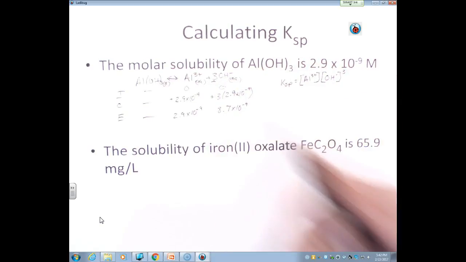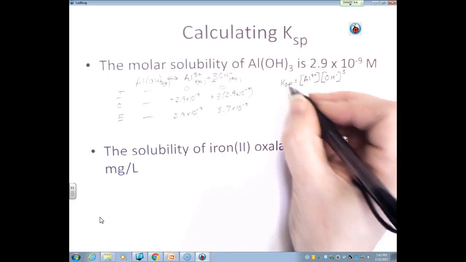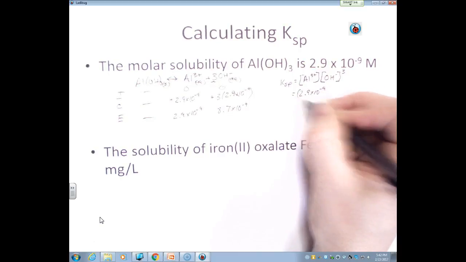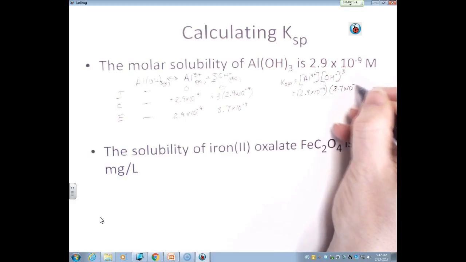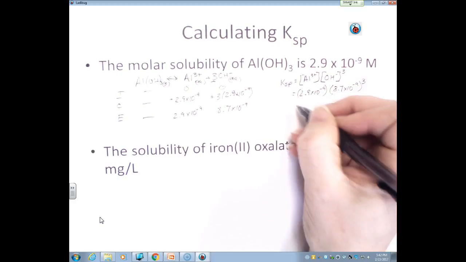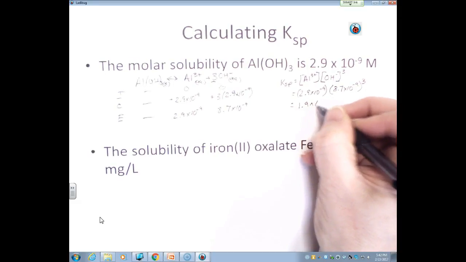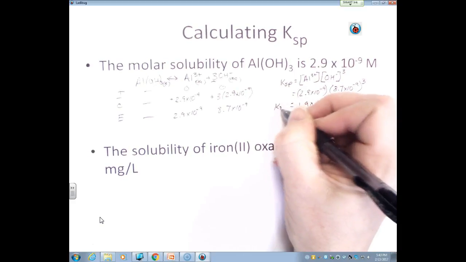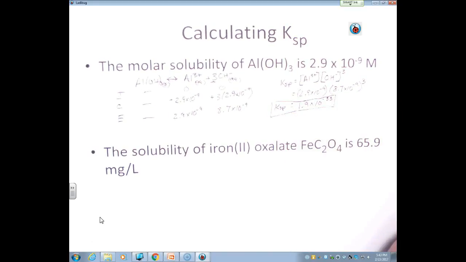Now that I have my equilibrium concentrations, I'm going to plug those in to find my equilibrium constant value. So this is going to be 2.9 times 10 to the negative 9 times the amount of hydroxide, 8.7 times 10 to the negative 9, and that is cubed. When I multiply those together, I end up with 1.9 times 10 to the negative 33, and that is the Ksp for aluminum hydroxide at that temperature.